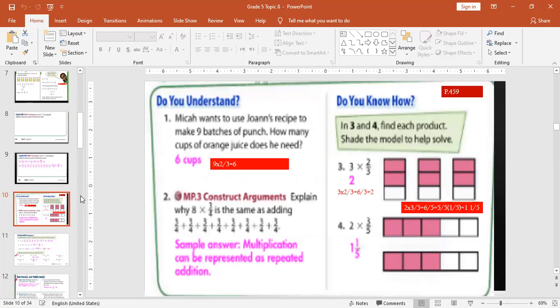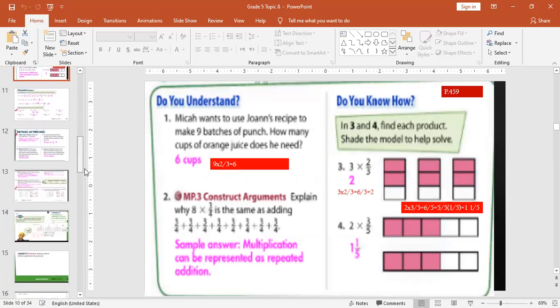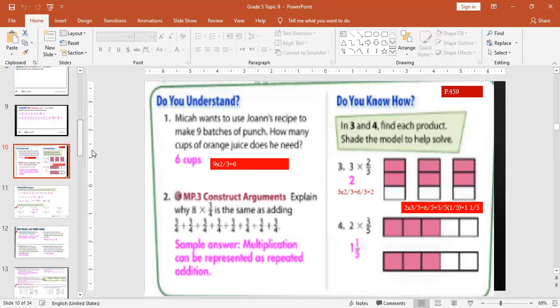Now, let's see page 459. Micah wants to use Juan's recipe to make 9 batches of punch. How many cups of orange juice does he need?